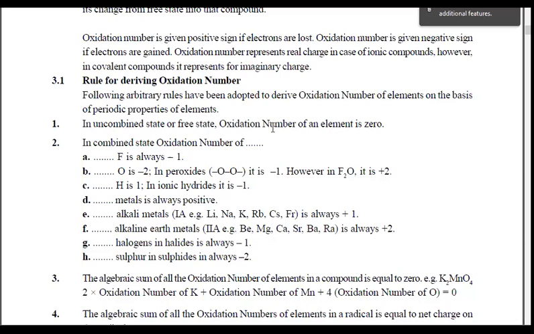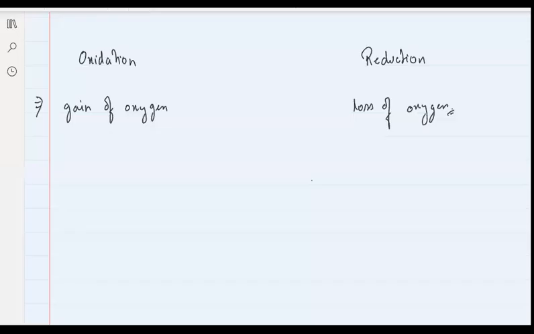Now there are many other rules also, but these are the basic rules. Now, second is how to find the oxidation number. Let's see this.